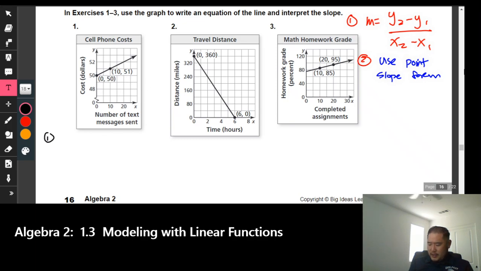Okay, and once again you could start labeling things. We could put x1, y1, x2, y2. All right, and from there, let's go ahead. I've got 51 minus 50 divided by 10 minus 0. And so right here, I end up with 1 over 10. And that is your slope. So we have the slope.